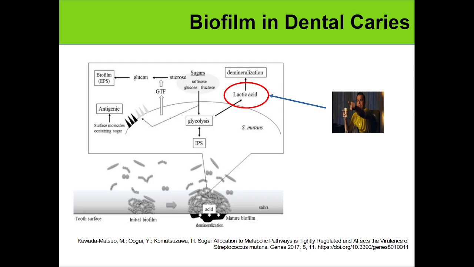In the case of cariogenic dental biofilm, certain types of bacteria, especially Streptococcus mutans, use sugars to produce energy through the process of glycolysis. Glycolysis produces lactic acid.